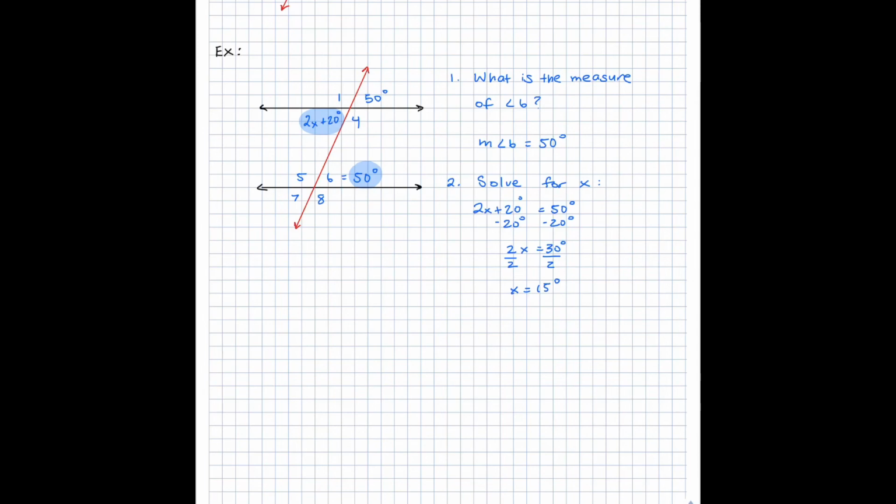And one last example. Let's say I have this, and I ask you, what is the measure of angle 7? Well, these two angles are what types of angles? They are alternate exterior angles. And what do we know about them? They have the same measurement. So the measure of angle 7 is going to be 50 degrees.